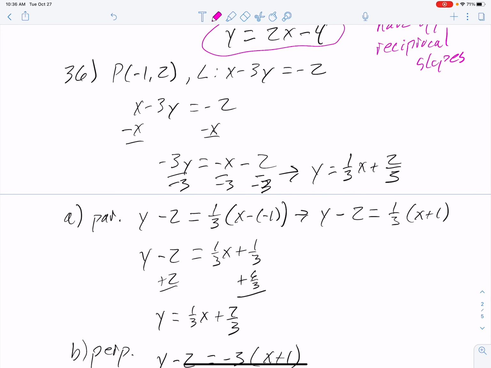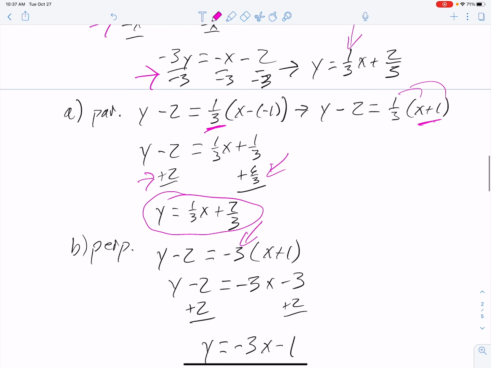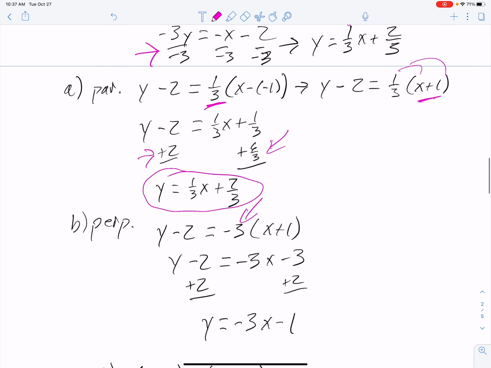36 follows the same pattern, so I start isolating my y value to find that the slope I'm going to focus on is 1/3. When lines are parallel, those slopes are equal. I took care of my double negative, distributed my 1/3, added 2, which is the equivalent of adding 6/3, and I've got my parallel line. And then I use my opposite reciprocal, so -3, for my perpendicular line. And then I follow through that same work. Distribute my -3, add my 2, and I've got my perpendicular line.